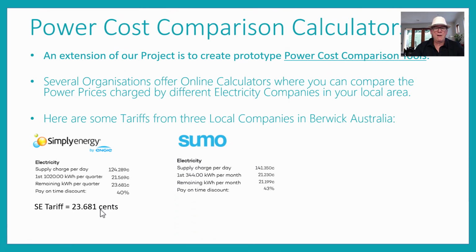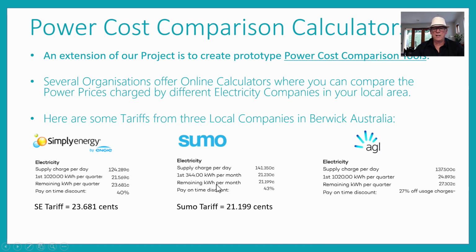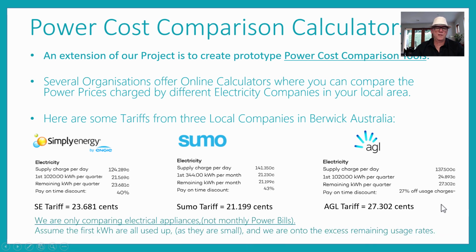Then we looked at Sumo Power, and they've got a cheaper tariff, theirs is 21.199 cents. So we're also going to look at them and compare them. And finally, there's a company, AGL, that seemed to be more expensive than the others. They're running a tariff of 27.302 cents.